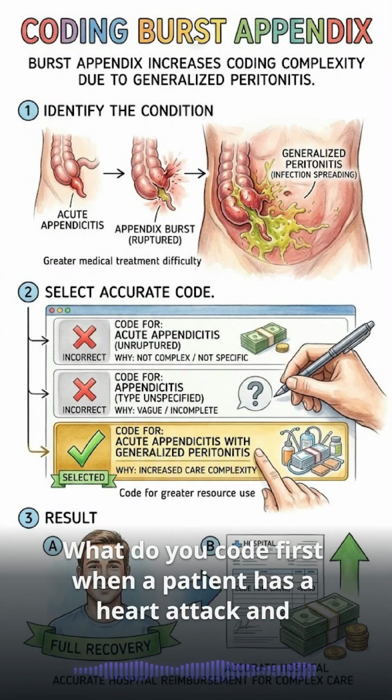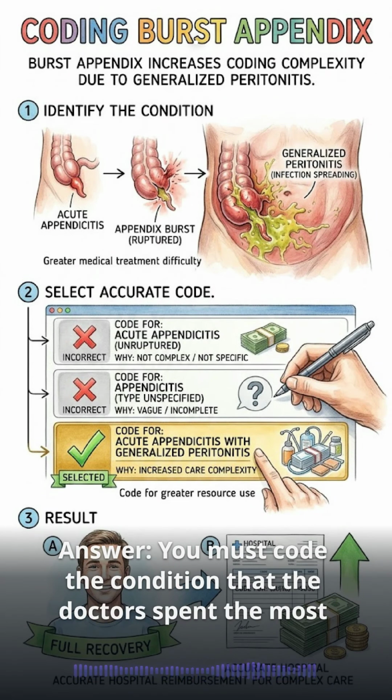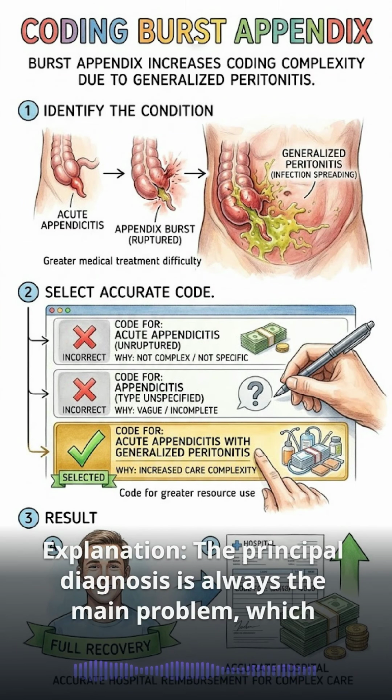39. What do you code first when a patient has a heart attack and pneumonia today? You must code the condition that the doctors spent the most time fixing today. The principal diagnosis is always the main problem, which required the most hospital resources.